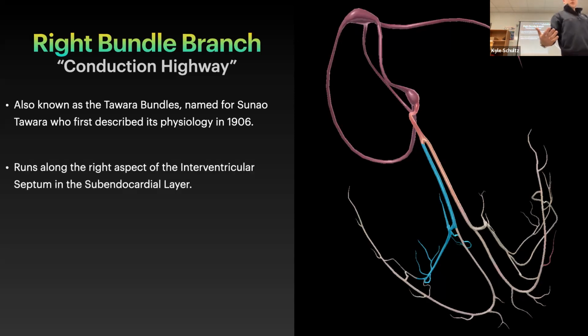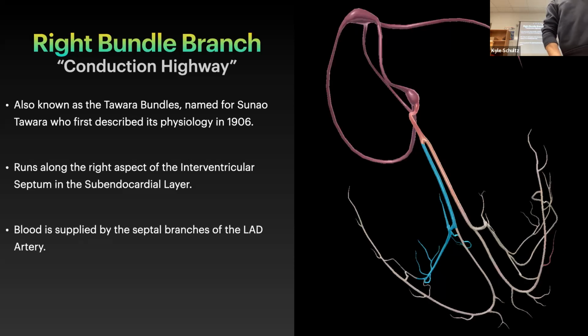It runs along the right aspect of the septum in the subendocardial layer, and the blood is usually supplied by the septal branches of the LAD.